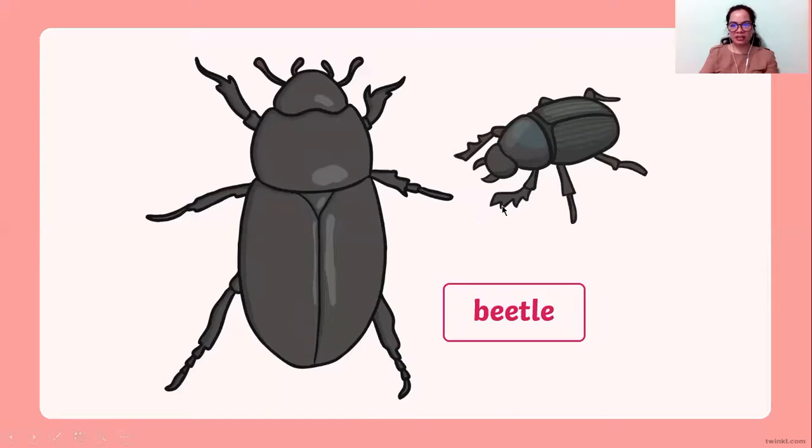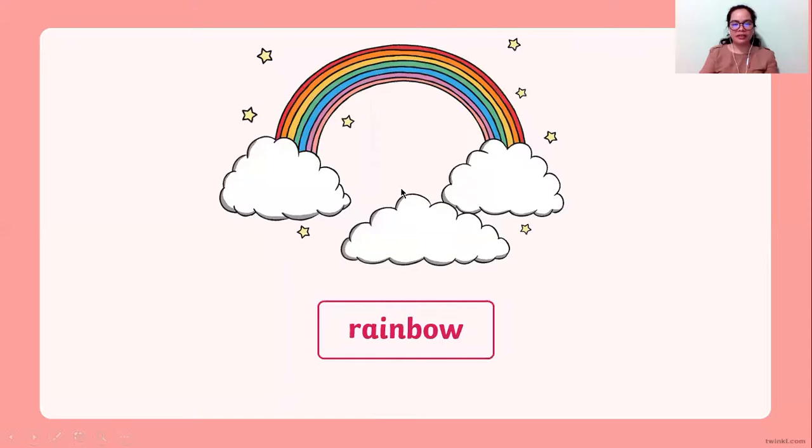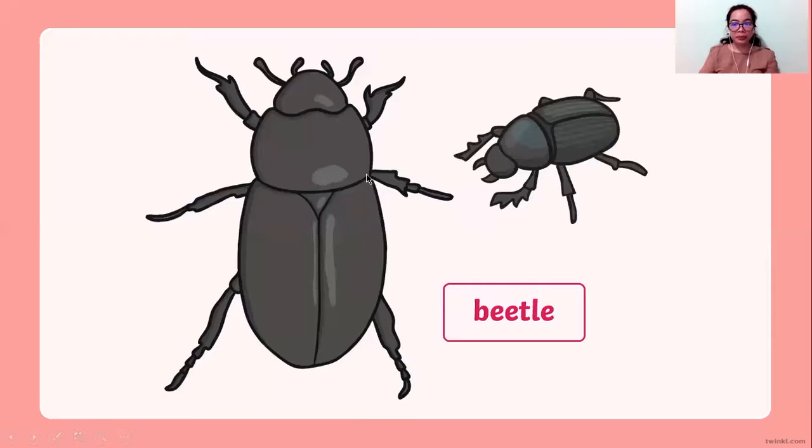Okay, next, the beetle. Look at the beetle. So how can you describe a beetle? So, yes, a black beetle. You can describe it through its color or the size of the beetle. A huge or a big beetle. Okay, next.